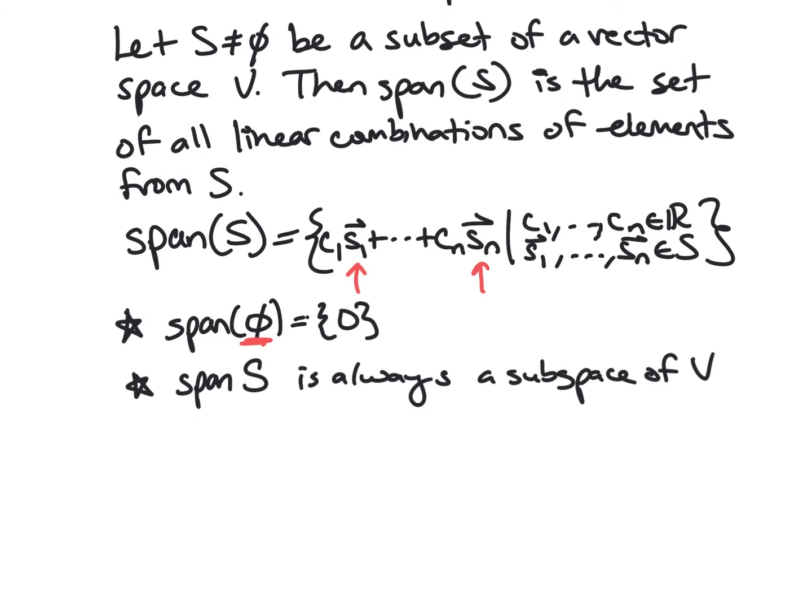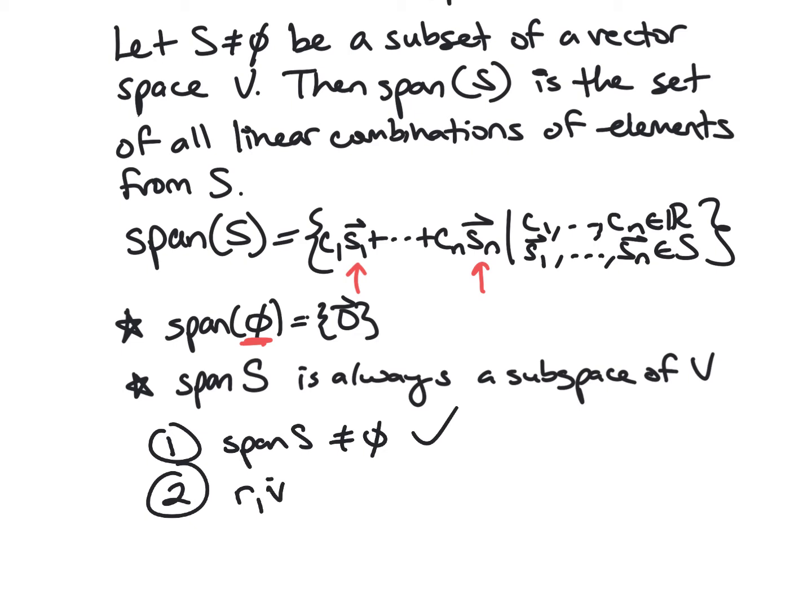So let's remember, what do we need for something to be a subspace? Well, first, we should have that the span of S is not empty, right? And this is always true, right? Because the span of the empty set is 0, which is non-empty. It has a 0 vector. And if S is non-empty to start with, well, then the span of S definitely contains S itself, and so has to be non-empty.